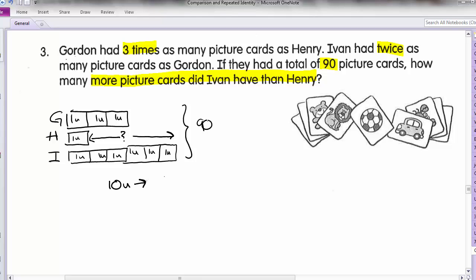10 units is 90. So that means 1 unit is 90 divided by 10, which is 9. So I'm looking for 5 units because that's how much more Ivan has than Henry. So 9 times 5 or 5 times 9 will give me 45. Now some of you will go and find Ivan, which is 9, and times 6 and then minus. That's fine, but this is a faster way.